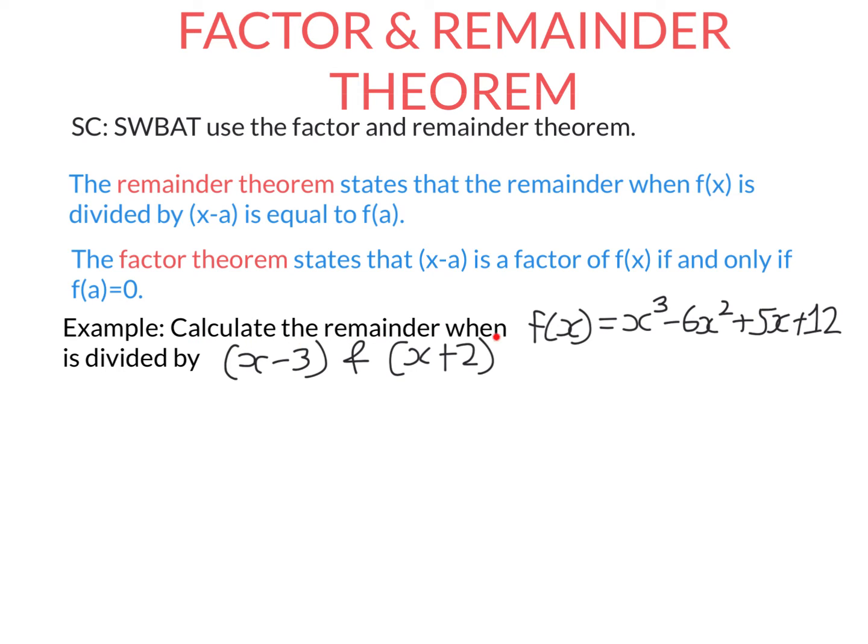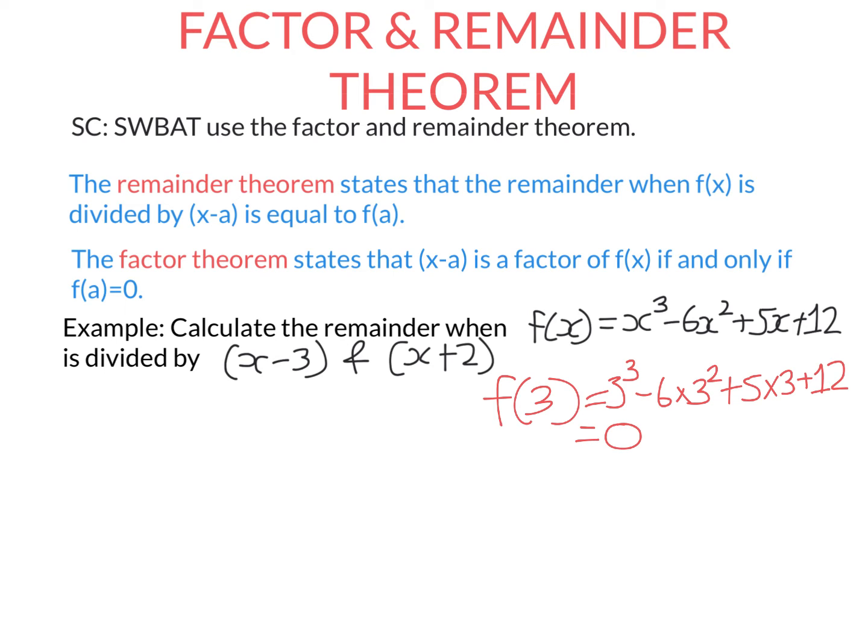So calculate the remainder when this polynomial is divided first by x minus 3 and second by x plus 2. The remainder when f(x) is divided by x minus 3 is just f of 3. All I do is take the polynomial and substitute x for 3. So putting that in our calculator, we actually get 0.